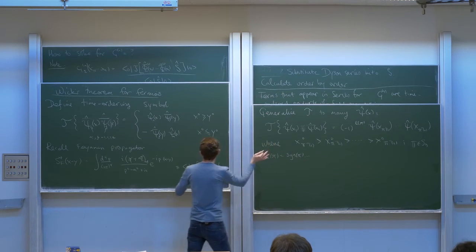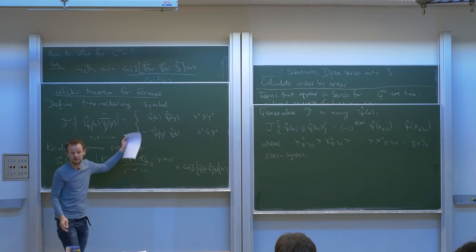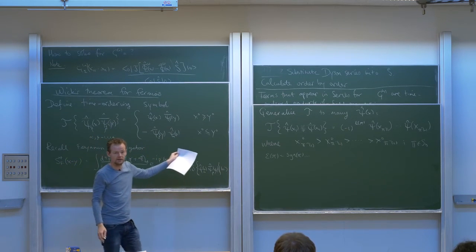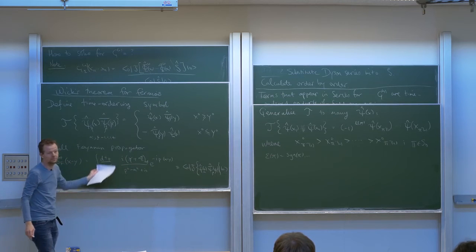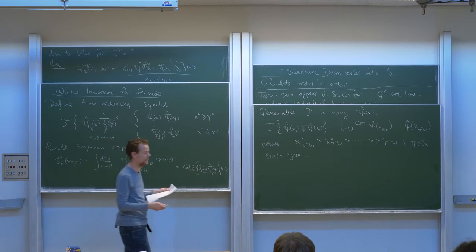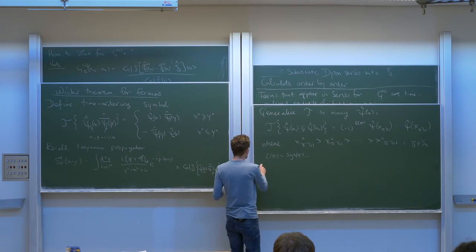So that's time ordering. Wick's theorem is going to relate time ordering to normal ordering at the expense of introducing some propagators. That's how Wick's theorem works. But we have to define normal ordering.